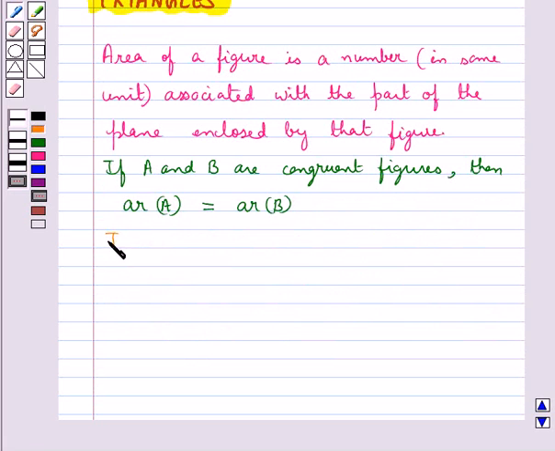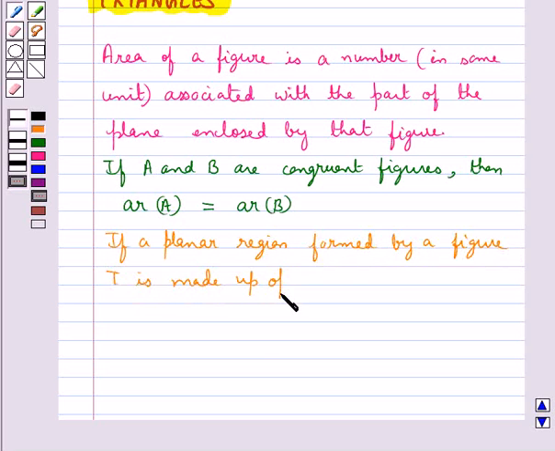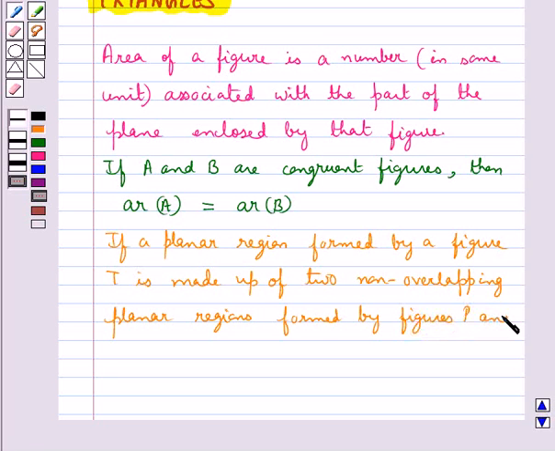Also, if a planar region formed by a figure T is made up of two non-overlapping planar regions formed by figures P and Q, then we have area of the figure T is equal to area of the figure P plus area of the figure Q.